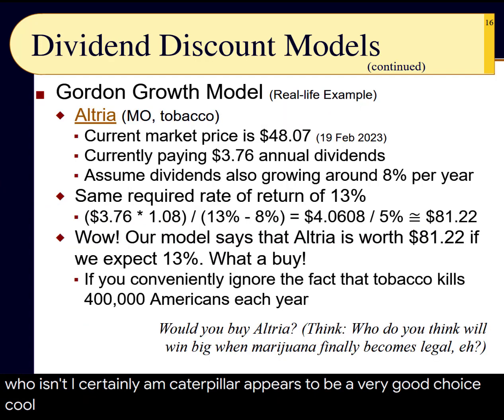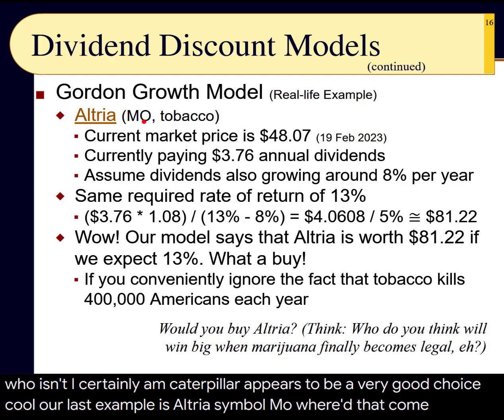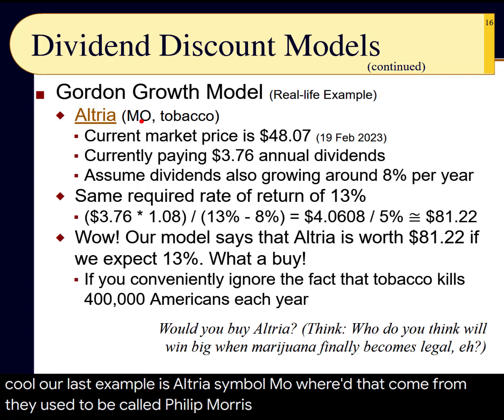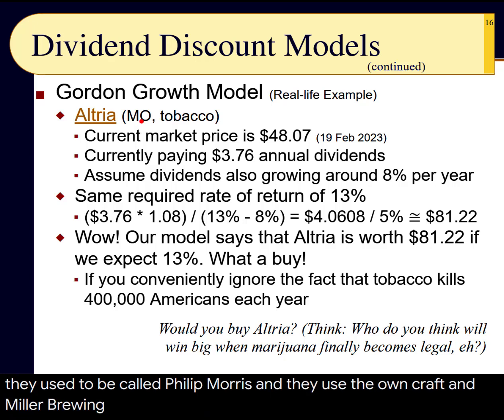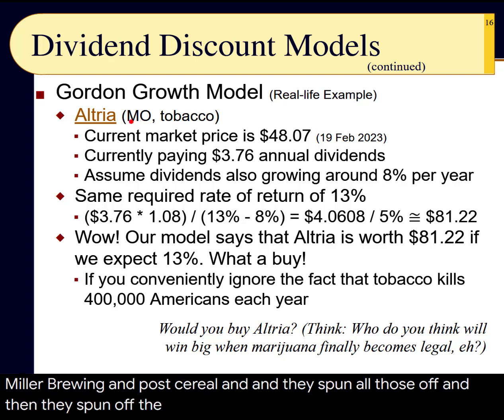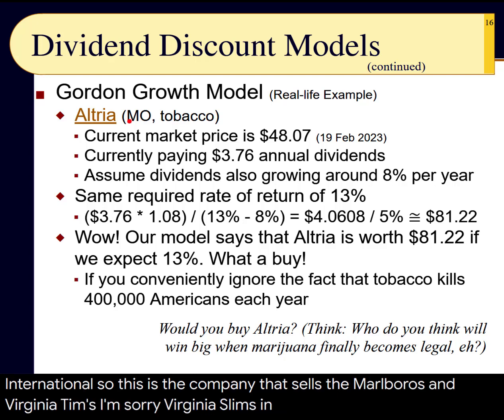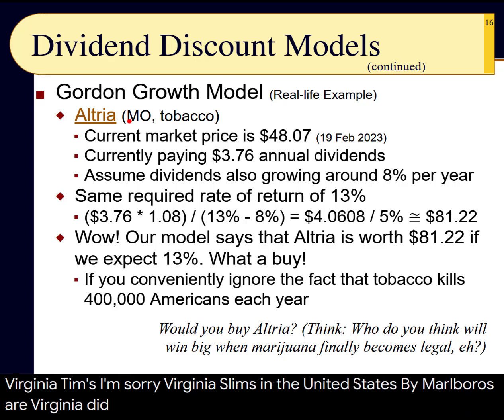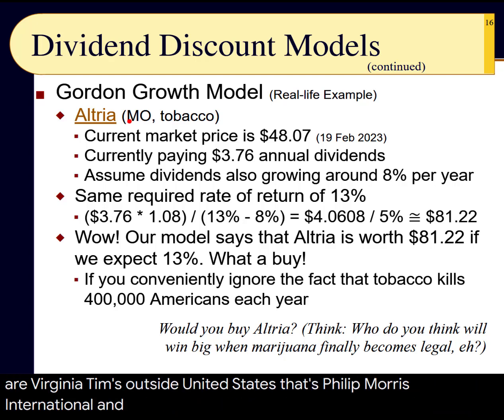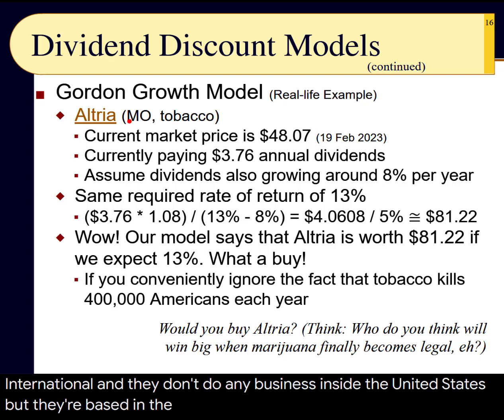Cool. Our last example is Altria, symbol MO. Where'd that come from? They used to be called Philip Morris, and they used to own Kraft and Miller Brewing and Post Cereal, and they spun all those off, and then they spun off the international business, Philip Morris International. So this is the company that sells the Marlboros and Virginia Slims in the United States. If you buy Marlboros or Virginia Slims outside the United States, that's Philip Morris International, and they don't do any business inside the United States, but they're based in the United States.